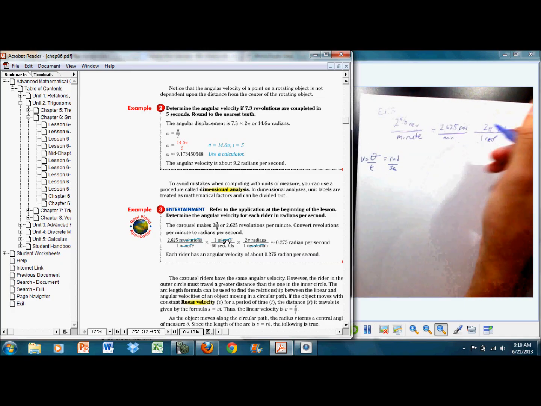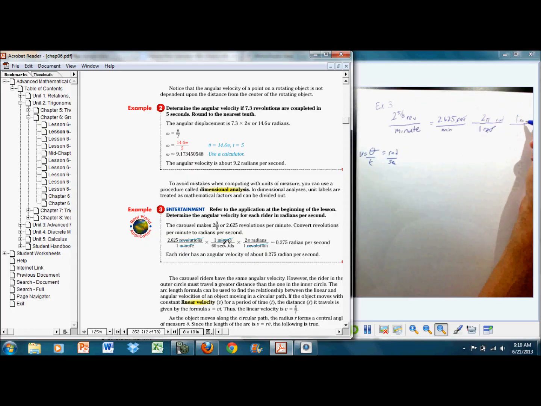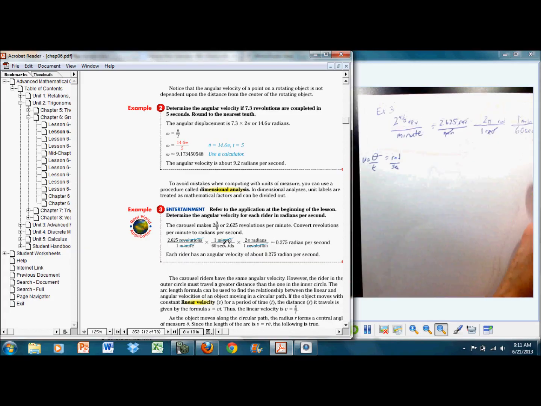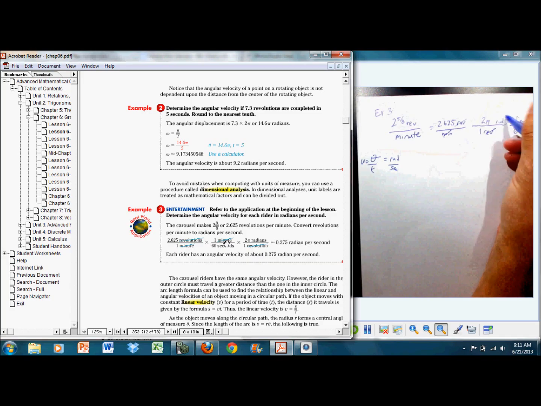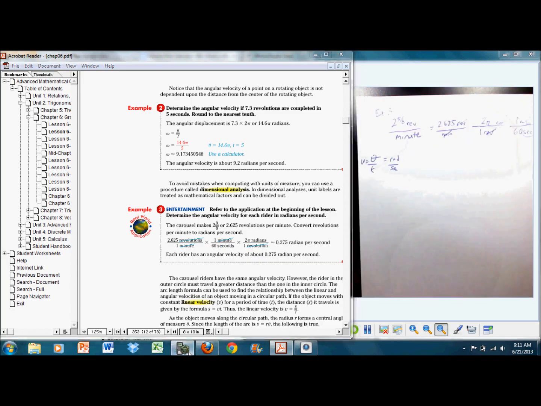We want to have seconds on the bottom, so you have to multiply by, there's 1 minute for every 60 seconds. Okay, so then cancel out minutes, and you're left with radians per second. Good. So now let's just do this calculation on our calculator.